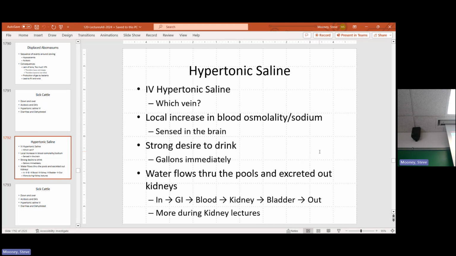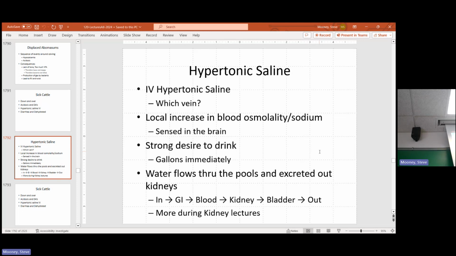How long would it take us to get 10 gallons in there through an IV? Probably days, right? This is a way to get a whole lot of water in as opposed to just doing isotonic saline solution. So the osmolality goes up with the blood. The sodium goes up. The brain says, I need water, I need water, I need water. This is why they always have salty foods in bars, because they want you to drink more.